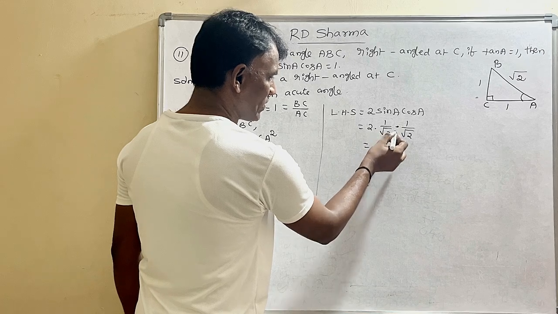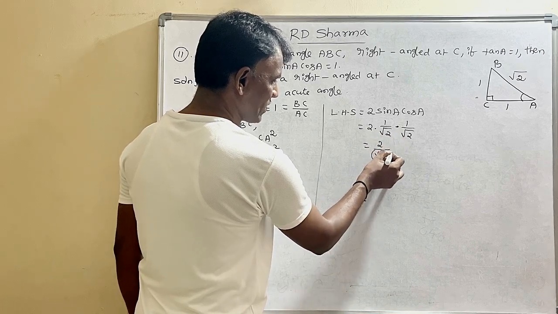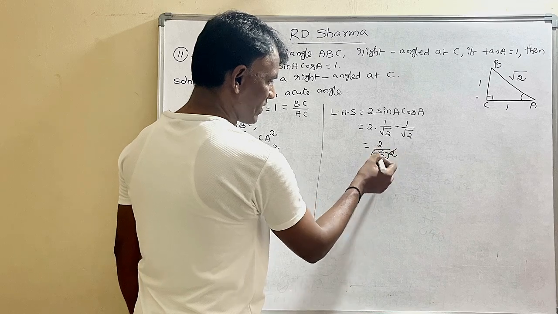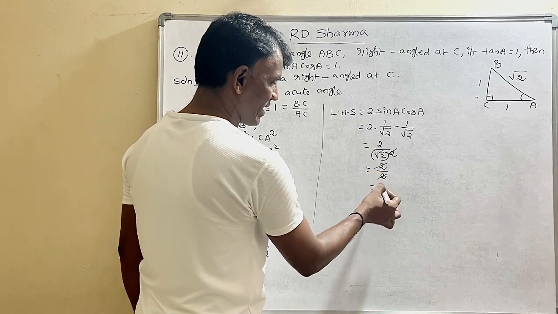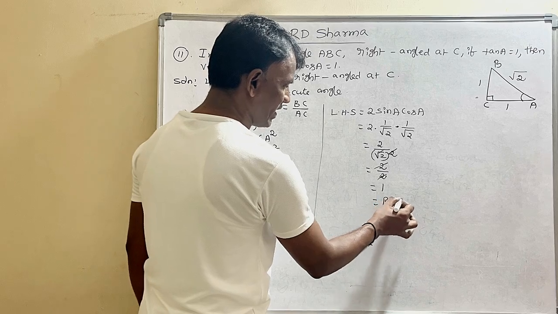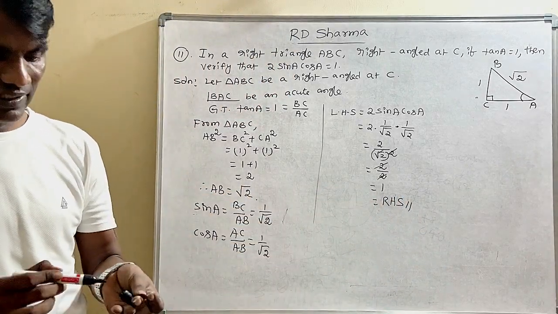So 2 into 1 is 2, and root 2 into root 2 is root 2 whole square. Now the square root cancels, we get 2 by 2. So both the 2s get cancelled, we get 1, and it is equal to RHS. So LHS equal to RHS. That is the conclusion.